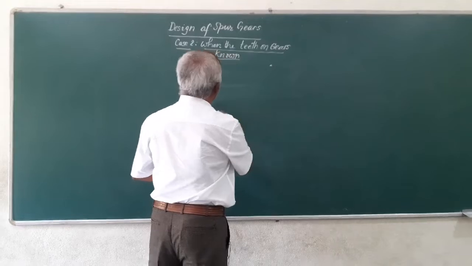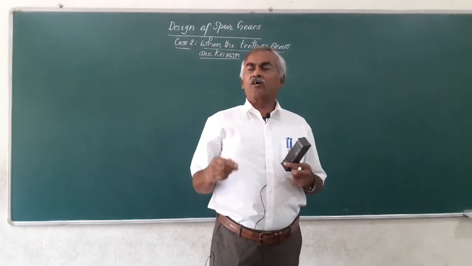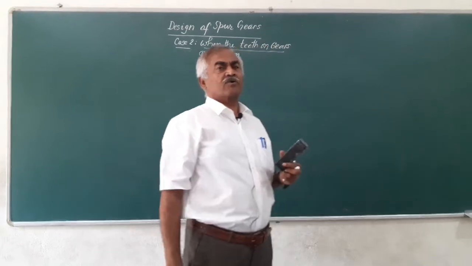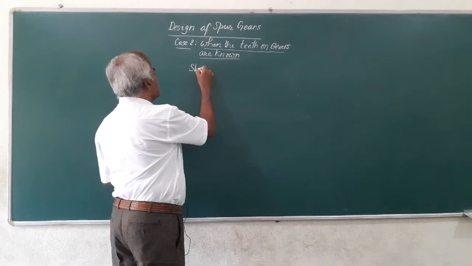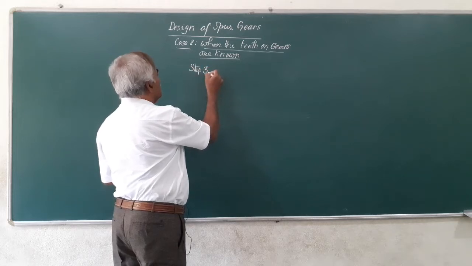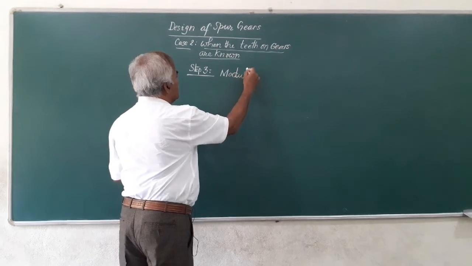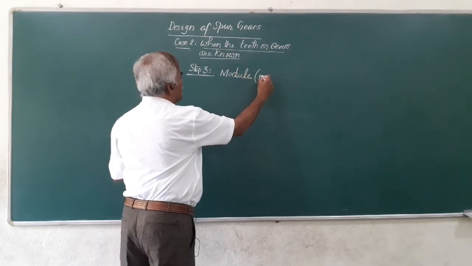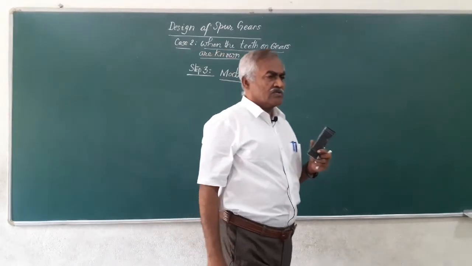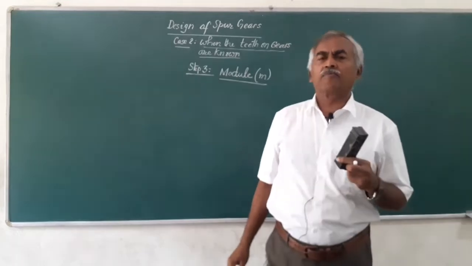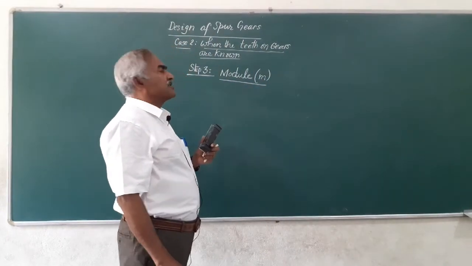So, we have learned how to select the material from the table of materials and how to decide which is the weaker member of the gear pair. Friends, in the third step, step number 3, a very important step, we are going to find out the module. So, that is to determine module, that is small m. Friends, here we have a modified Lewis equation which is very commonly used to determine the module.